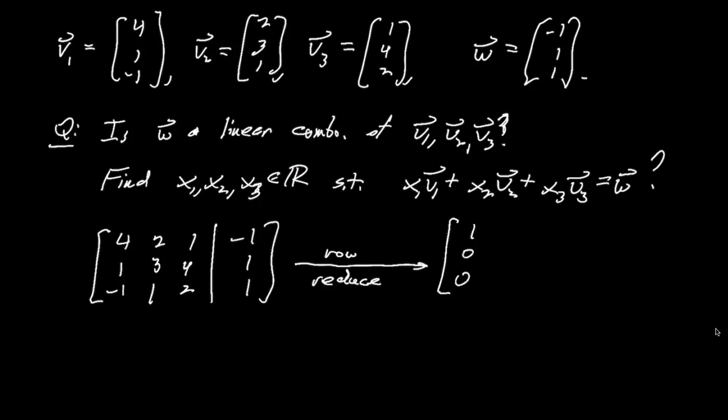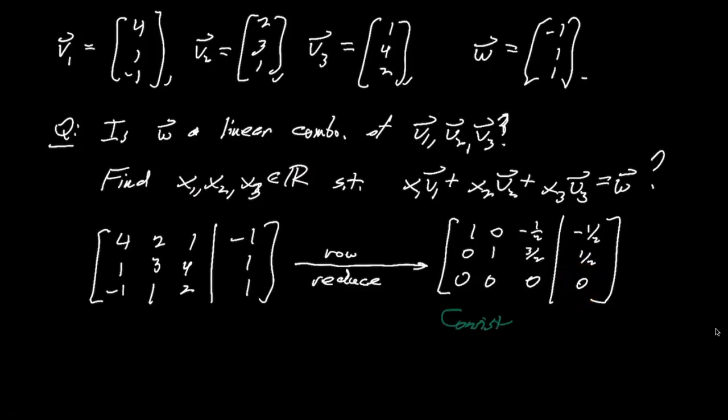If we go all the way down to reduced echelon form, we're going to have a -1/2 here, a 3/2 here, a 0, and then -1/2 and 1/2, 0. Okay, so take a moment and think, is this consistent or inconsistent? It's consistent, right? There's a row of zeros, but there's no 0 equals non-zero problem there. So this is consistent. And so the answer is yes. The answer to the question up here is yes.